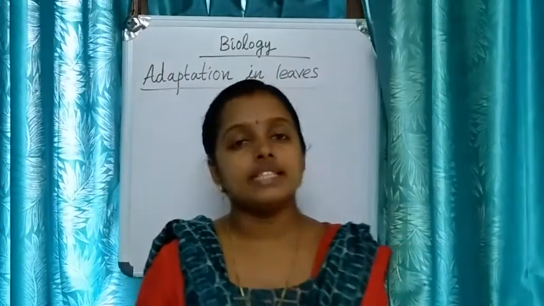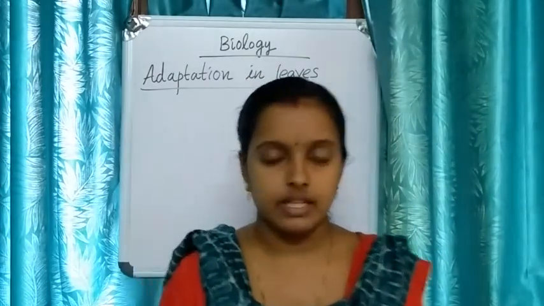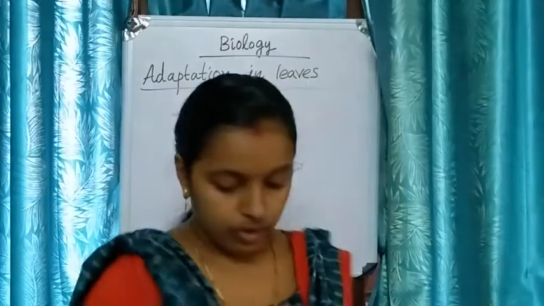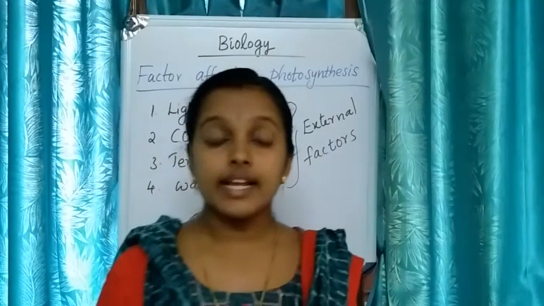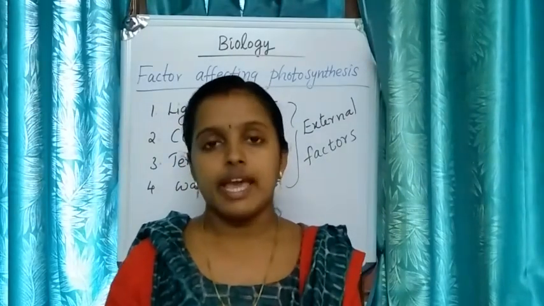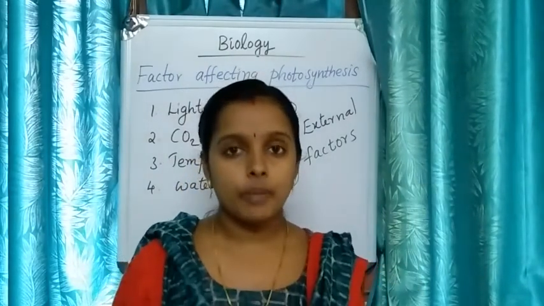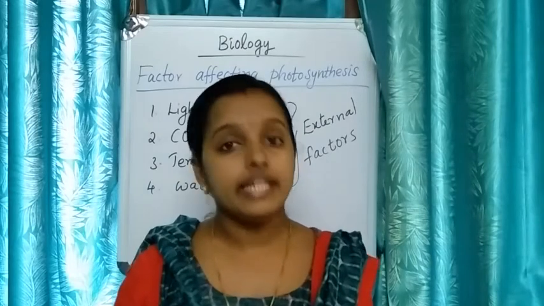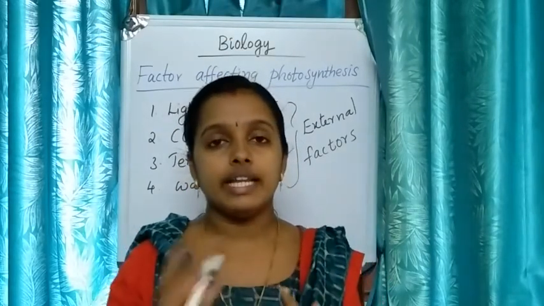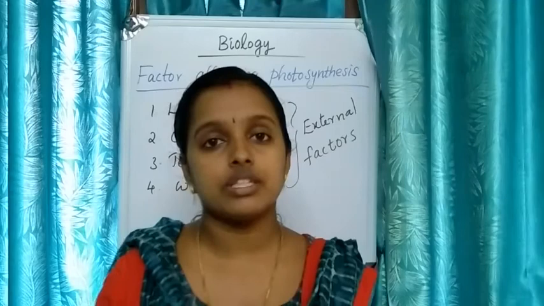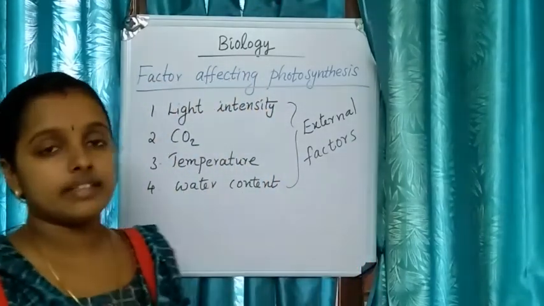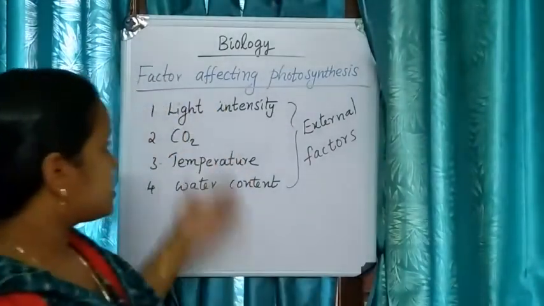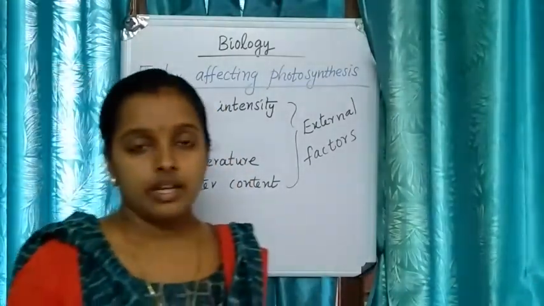Next one, factors affecting photosynthesis. There are external and internal factors. External factors mean environmental conditions, and internal factors mean the internal structure, the structural factors. First we can discuss the external factors, that is, environmental factors. The first one is light intensity.